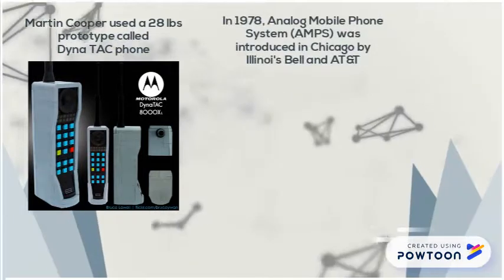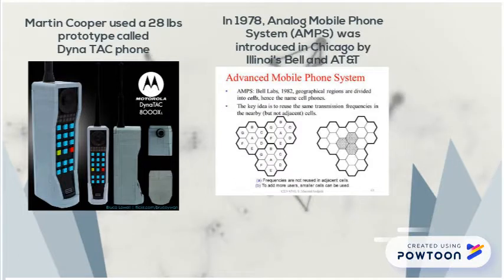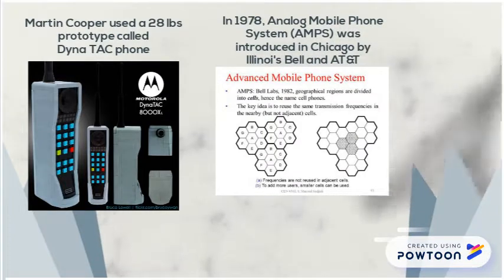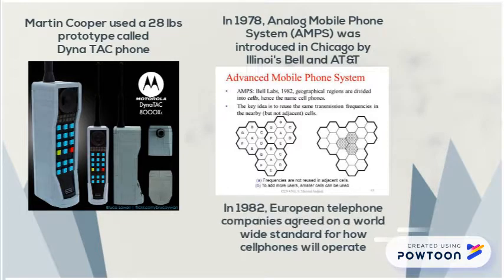In 1978, the Analog Mobile Phone System, or AMPS, was introduced in Chicago by Illinois Bell and AT&T. In 1982, European telephone companies agreed on a worldwide standard for how cell phones will operate.